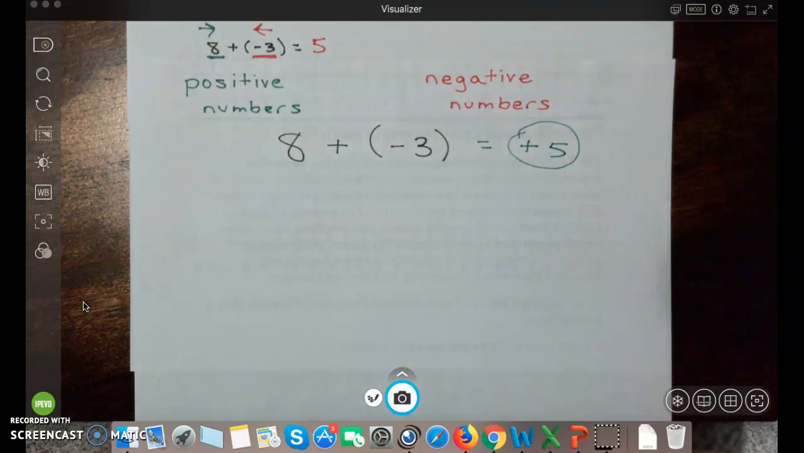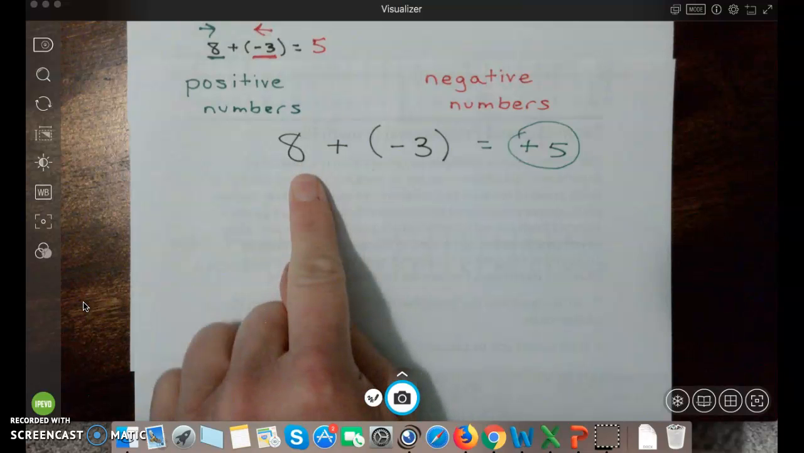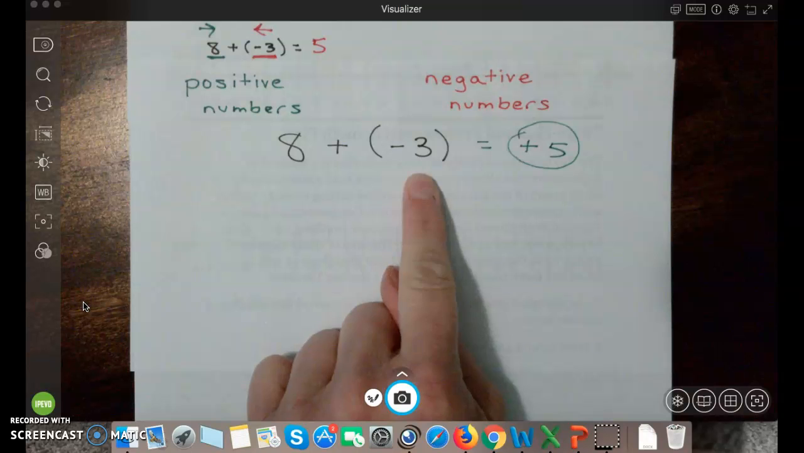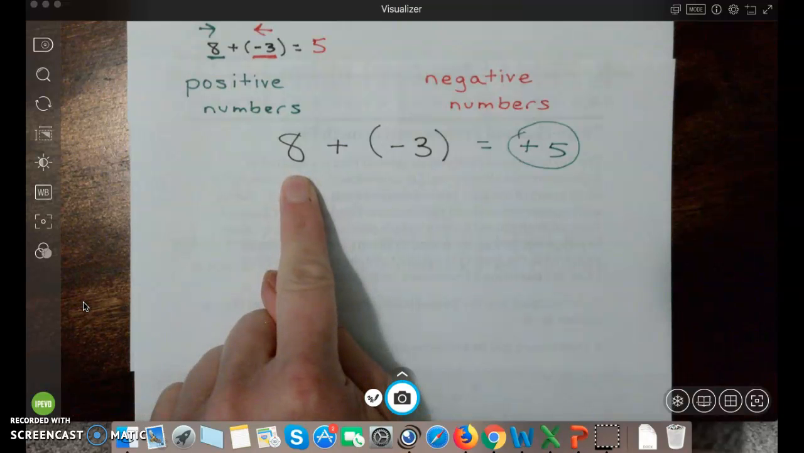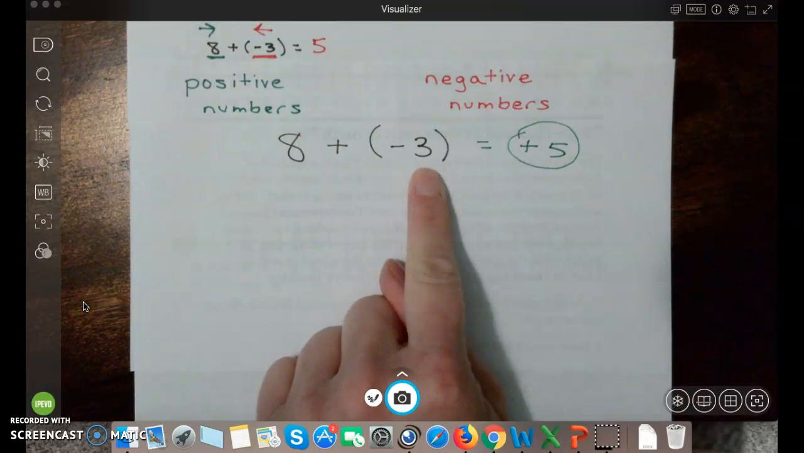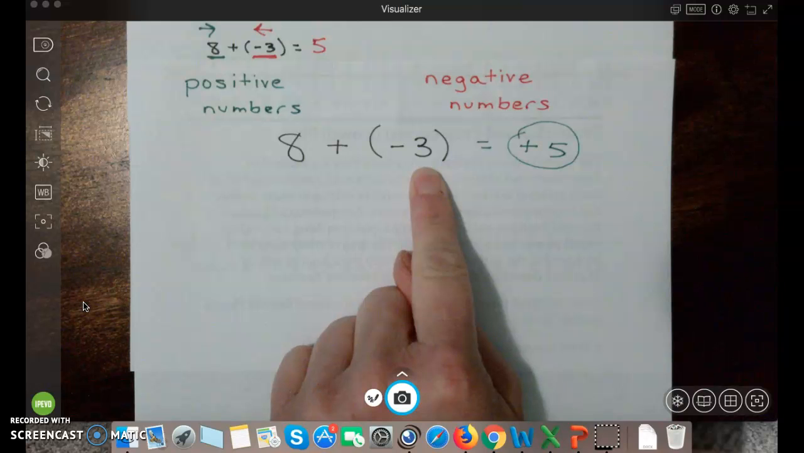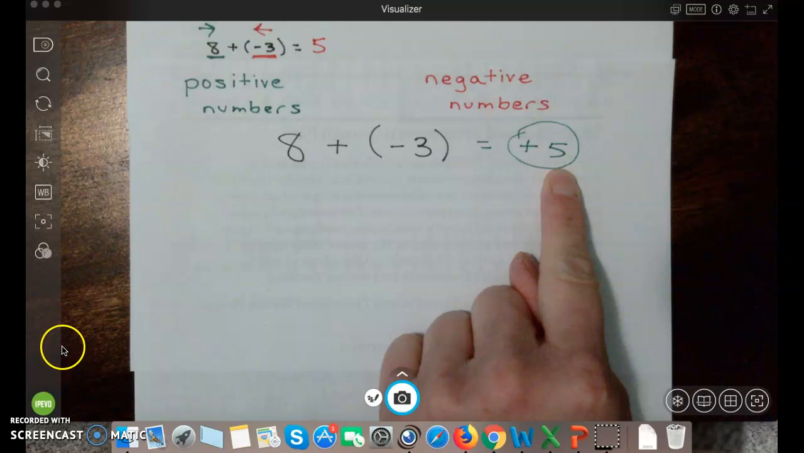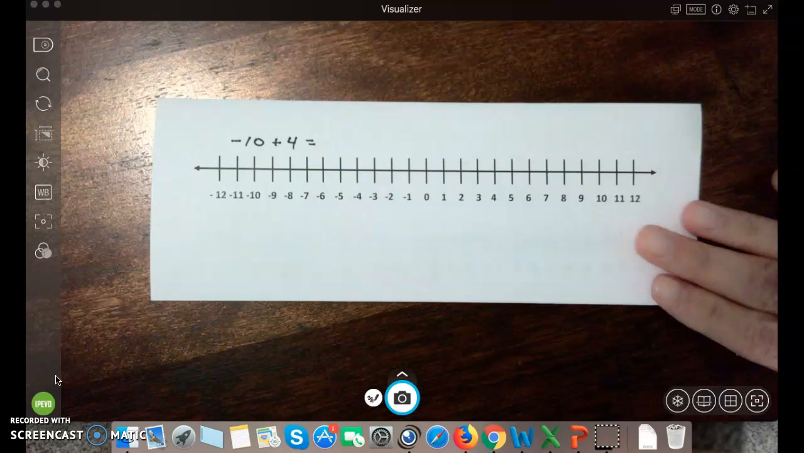Using the trick of money. Remember, a positive number is money I have in my pocket. A negative number is money I owe somebody. So if I have $8 in my pocket, but I owe my friend John $3, I'm going to pay him his $3, and I'm going to have $5 left to spend. So +5 left.